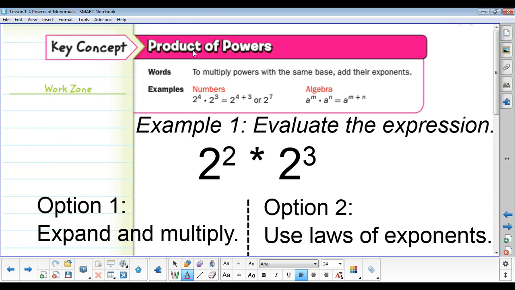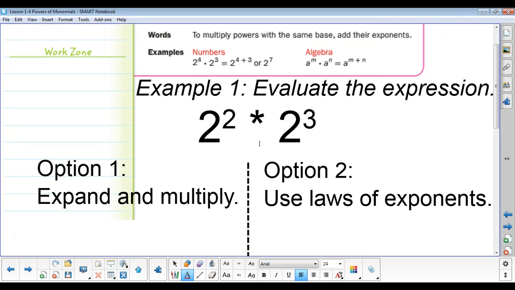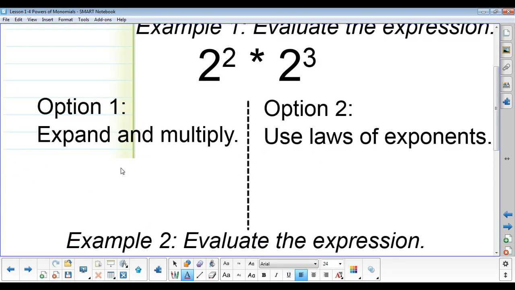We had product of powers, which basically said if we are multiplying two powers that have the same base, rather than expand everything out, we can just add the exponents together. So for example, 2 squared times 2 to the third. If we wanted to expand it out and multiply, we would have 2 times 2 for the first term, and then 2 times 2 times 2 for the second. Because again, 2 squared, that's 2 2s, 2 to the third, that's 3. And because we're multiplying these two together, notice we end up with 2 to the 5th power.